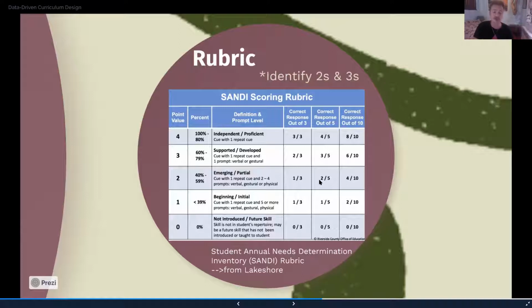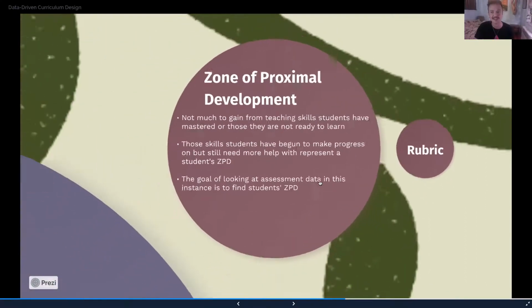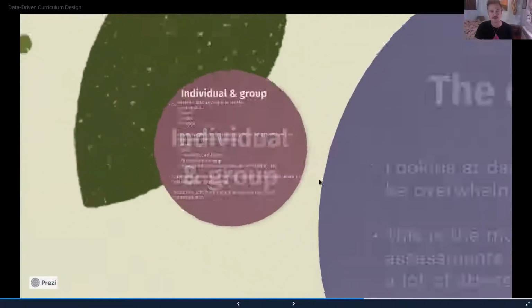So you want to look for your 2s and 3s, and those are supported, developed, and emerging partial, which range from 79% to 40%. These are the skills that the student has started to show a little progress on. They're getting them sometimes, but they still need more instruction. That's going to be your most efficient skills to focus on.